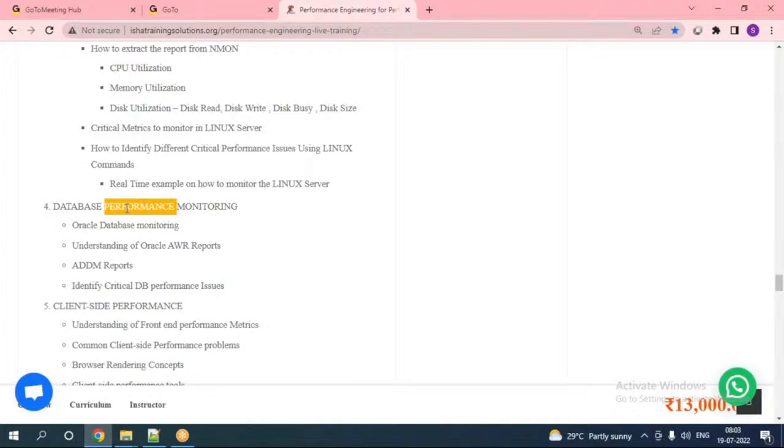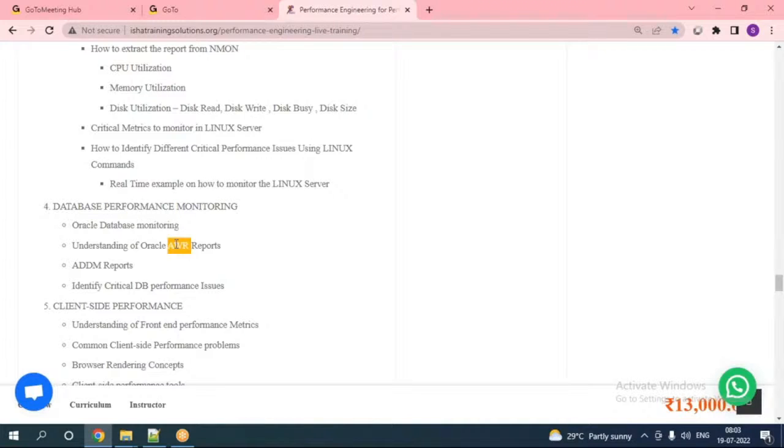In Oracle DB, you have an inbuilt capability, which is your AWR report, Automatic Workload Repository report, and then the ADDM report. We are going to discuss in detail about the AWR report and ADDM report, and using them, how we are going to identify your performance bottleneck in the Oracle DB. That also we are going to discuss in a detailed way using the Oracle DB report. So that is what we are going to learn in this section.